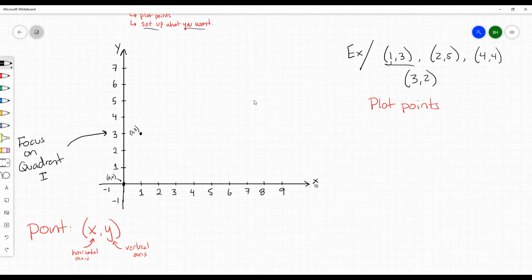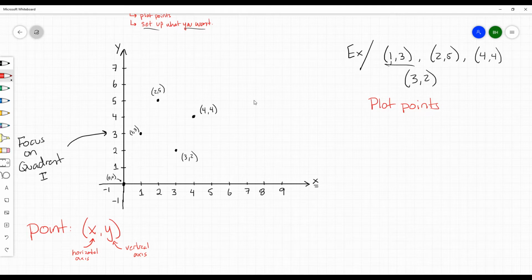Okay, so if I quickly go ahead and go through the rest, (2, 5), I'm going to go ahead and label it. We have (4, 4). I'm going to go ahead and label it. Oh no, that looks like (9, 9). I apologize for my whiteboard application. And then ultimately (3, 2). We will end up seeing that we have 4 points that are here.